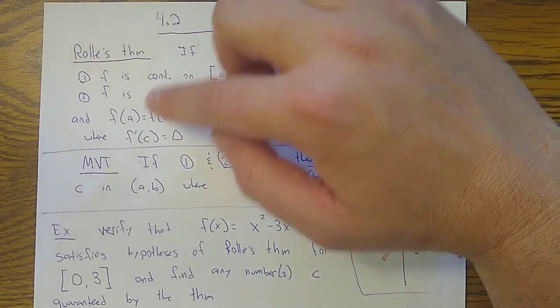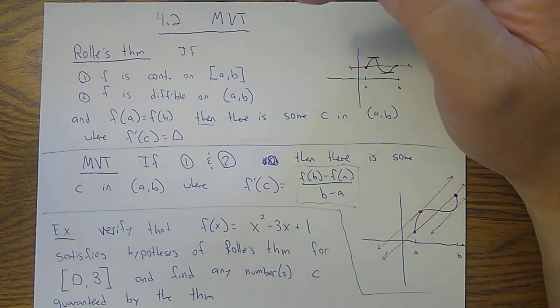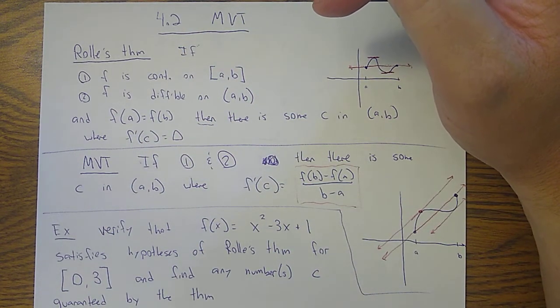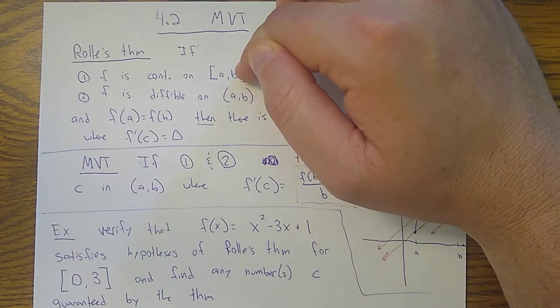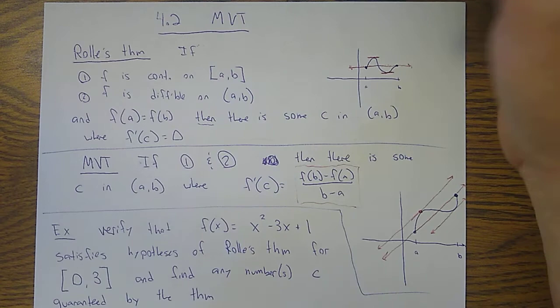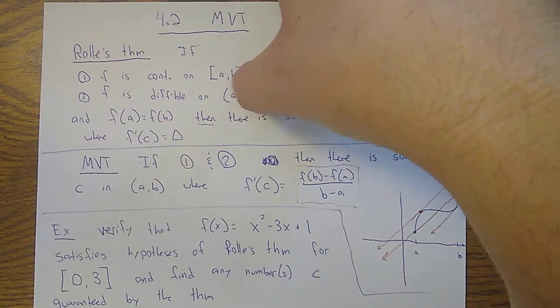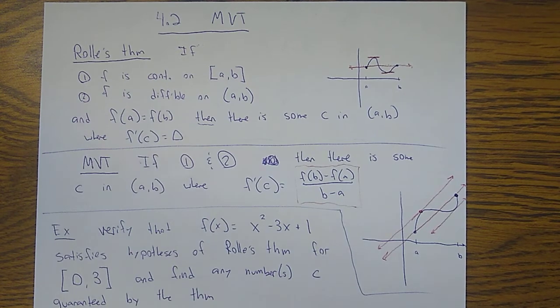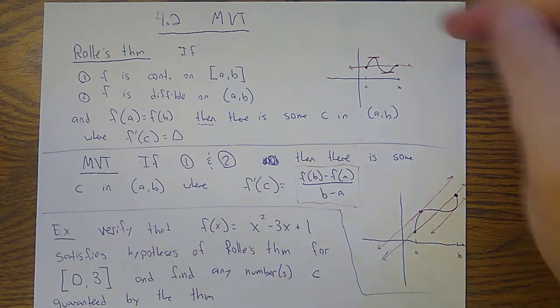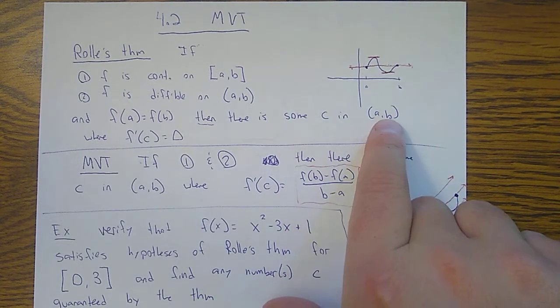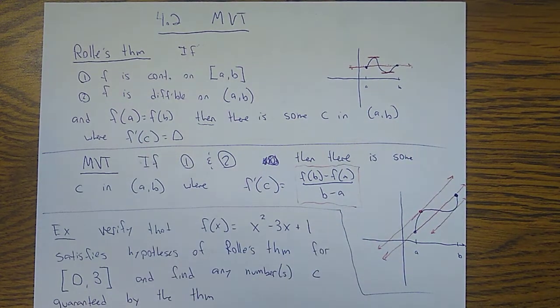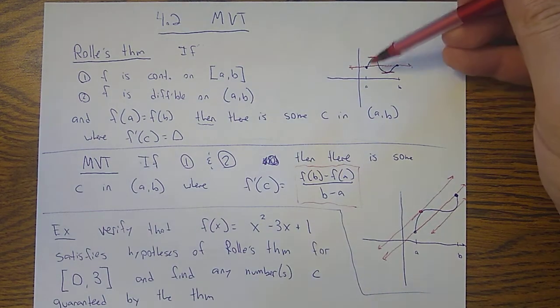So 4.2 is about Rolle's theorem and the mean value theorem. Rolle's theorem says the following. If you have a continuous function that's differentiable, and there are some technicalities here: it has to be continuous on the closed interval, so it has to be continuous at a and at b. It only has to be differentiable in between. It doesn't actually have to be differentiable at a or at b. It does have to be continuous there, though. And if f of a equals f of b, then there exists some c in the open interval where the derivative at c is 0.